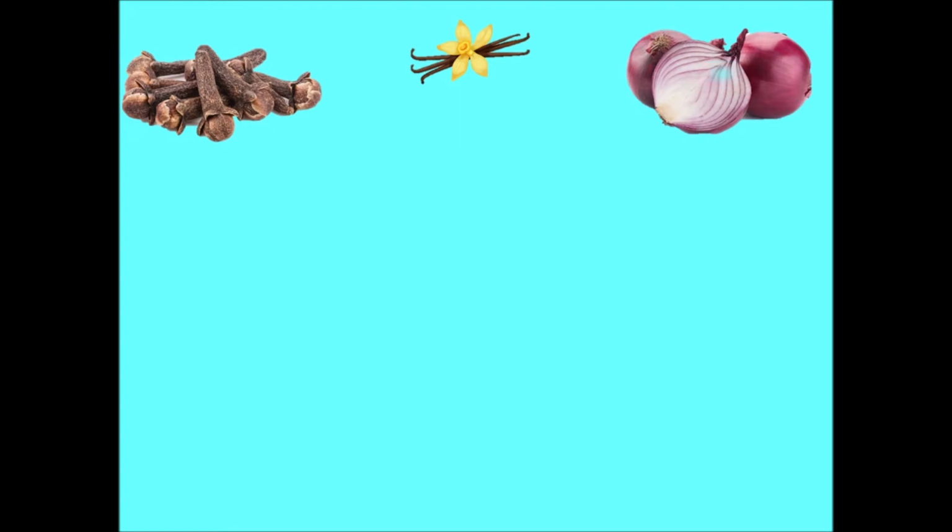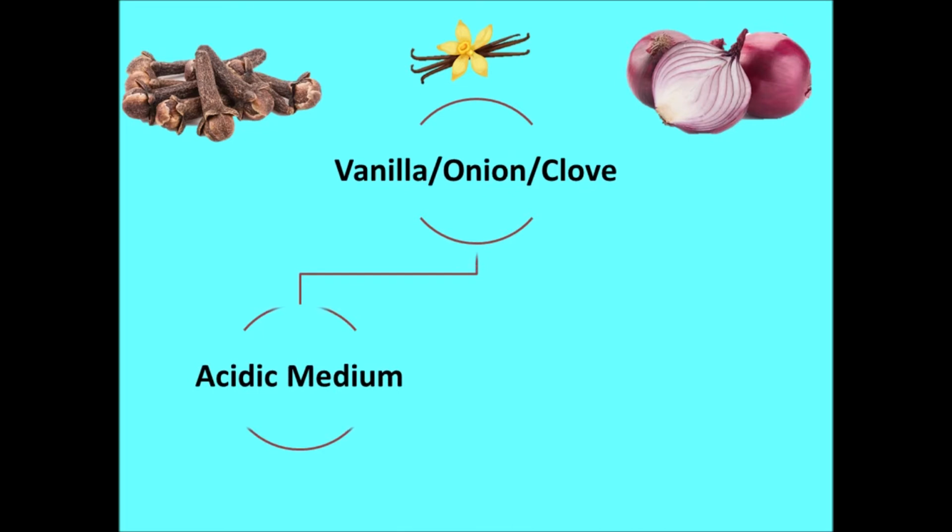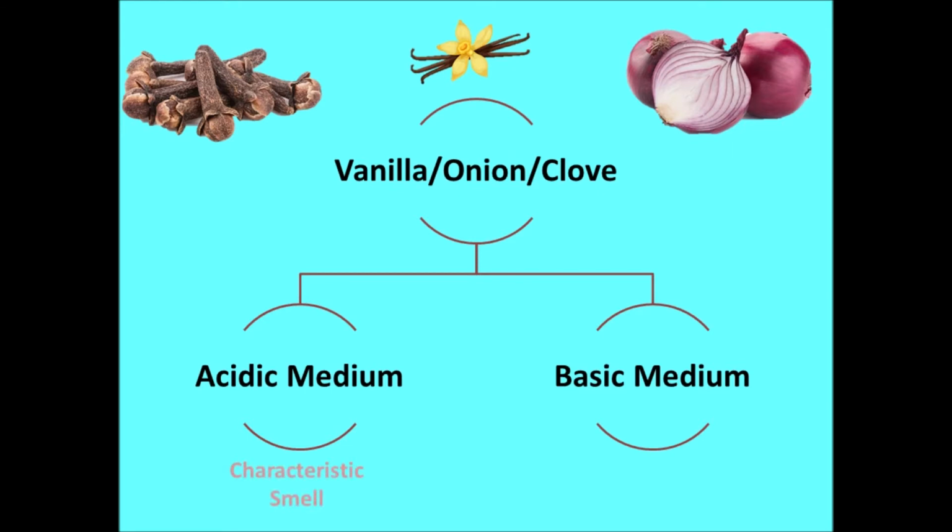Now let's look at certain olfactory indicators. There are substances like clove oil, vanilla, and onion juice, which give different smell in different medium. These are olfactory indicators. For example, these substances give their characteristic smell in acidic medium, but their smell vanishes in basic medium. So depending upon the behavior, we can distinguish between an acid and a base using any of these three indicators.